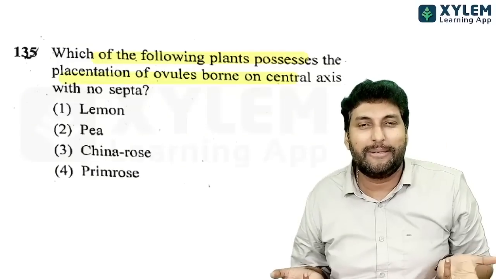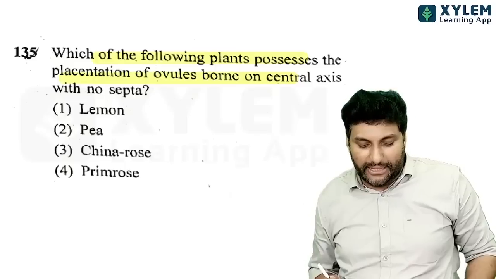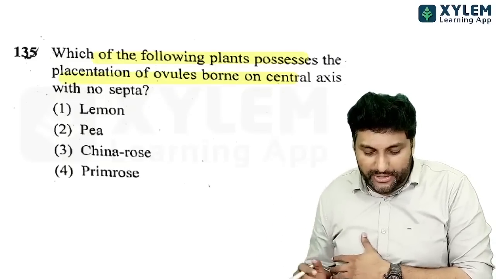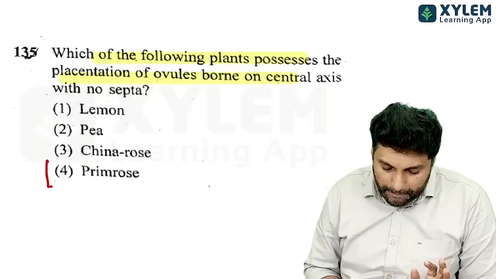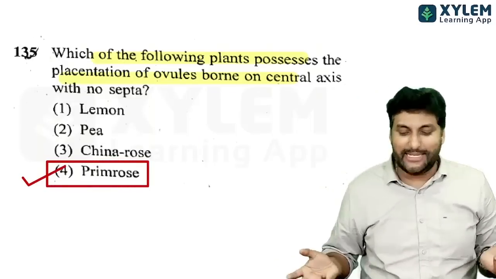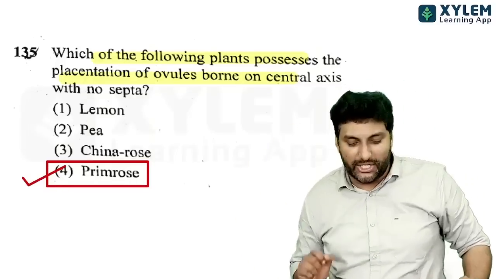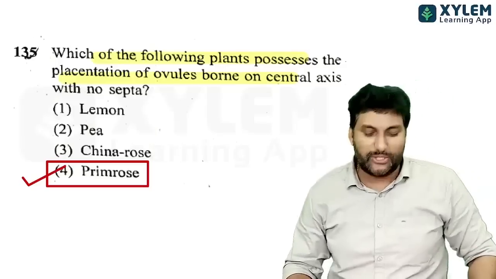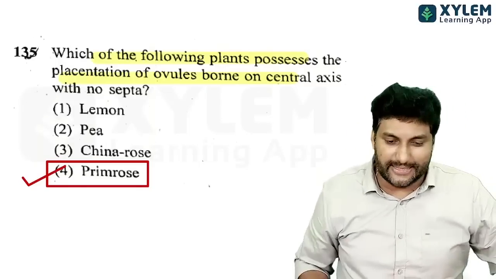Central axis means central placentation, free central placentation. Take the example for it. Lemon, pea, China rose, everything. You know that only primrose belongs to free central placentation. Is it? Lemon goes to axial placentation. Pea goes to marginal placentation. China rose goes to axial placentation. So primrose is the only answer.